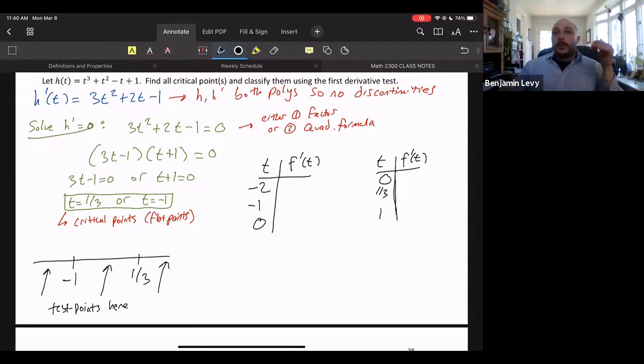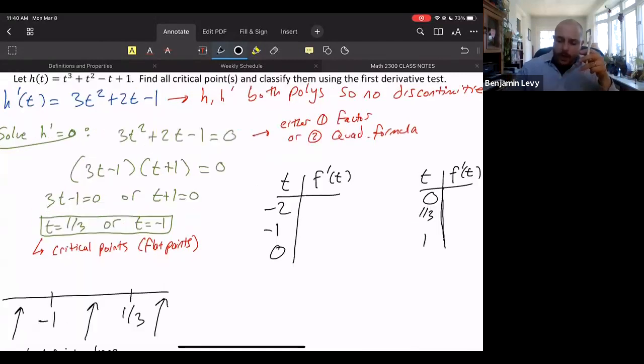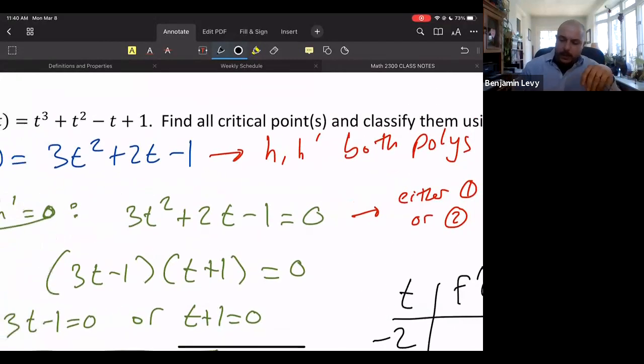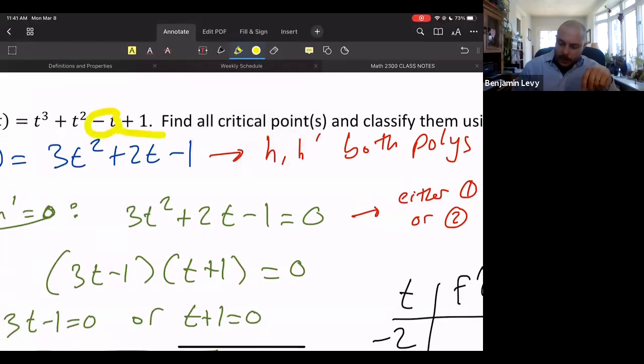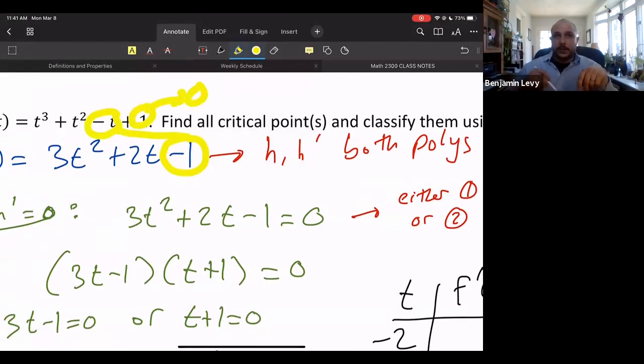Let's see. A couple of questions in the chat. When you took the derivative, the 1 became -1 instead of 0. Oh, so the 1, let me zoom in on that. This became this. The 1 just goes to 0 when you take the derivative. Let me know if that clarifies it, Sebastian. All right, -t becomes -1.